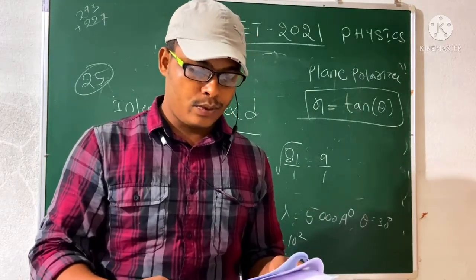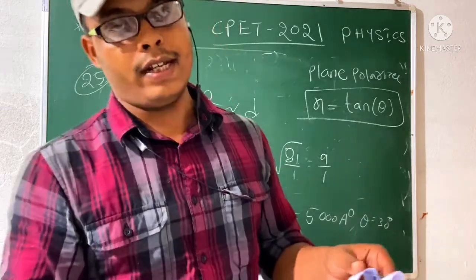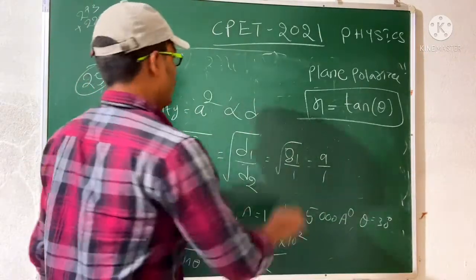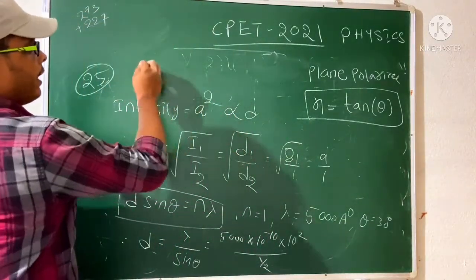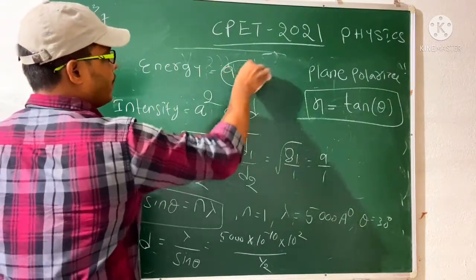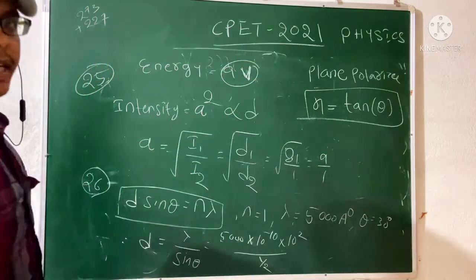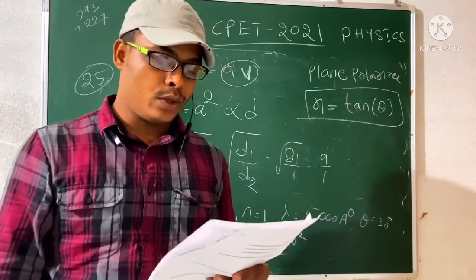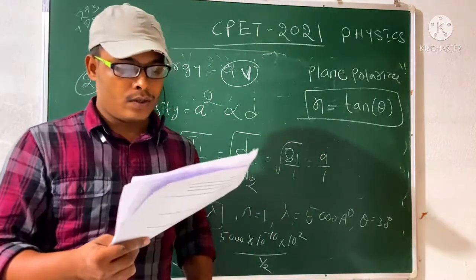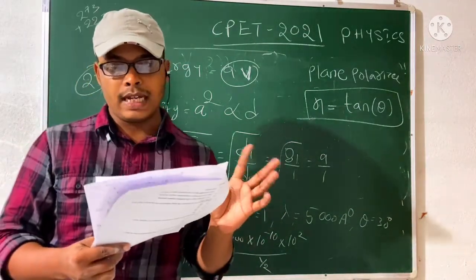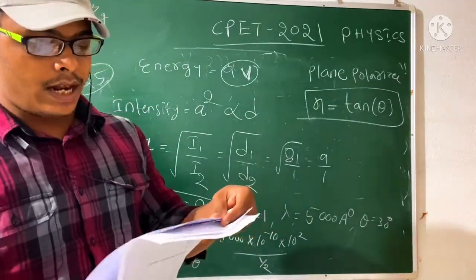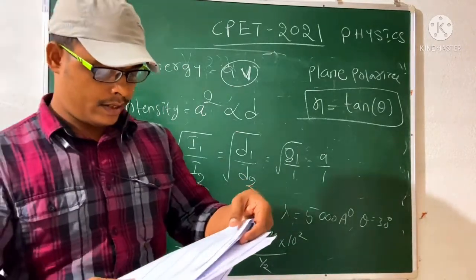Now 28. When the separation between two charges increases, the electric potential energy. What is the potential energy? Remember energy is q times the potential V. The electrostatic potential is 1/4 pi epsilon 0 q by r, so when r increases, the energy will decrease. So when the separation between two charges increases, the potential energy decreases. So your 28 question answer will be D.